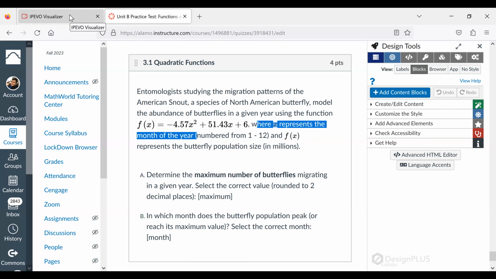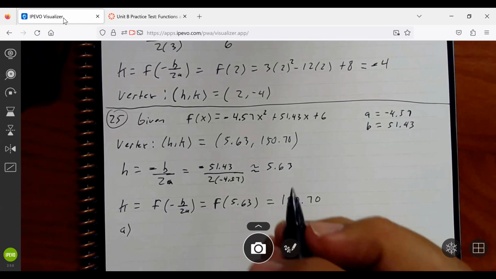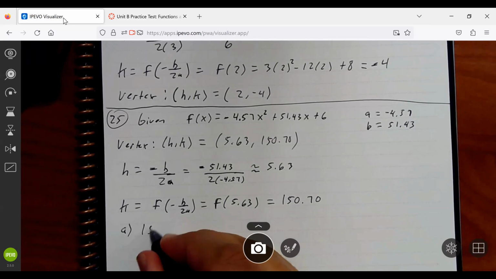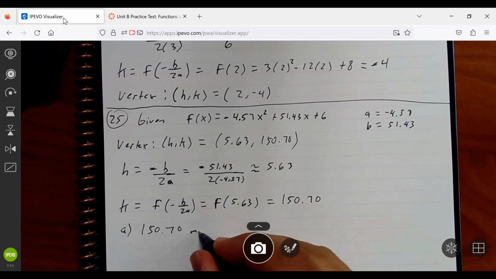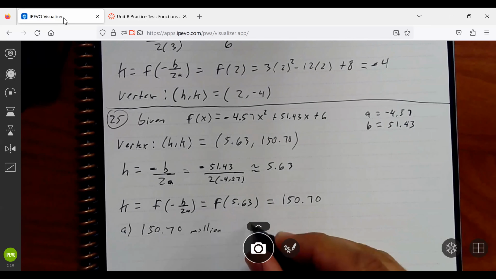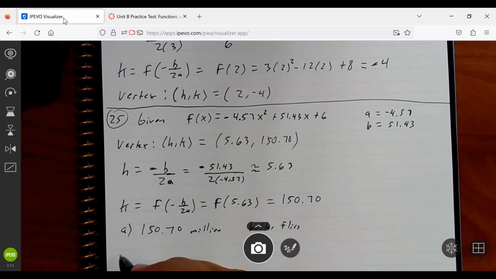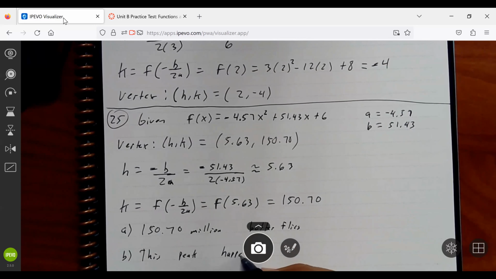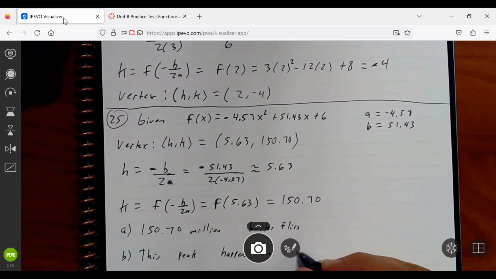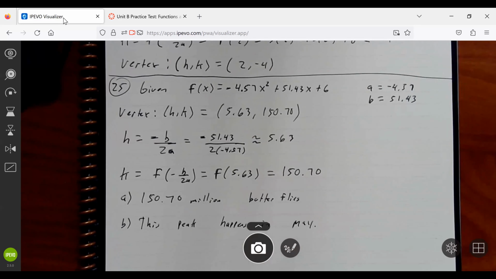So part A is 150.70 million butterflies. Part B would be this peak happened in May. Does this make sense?